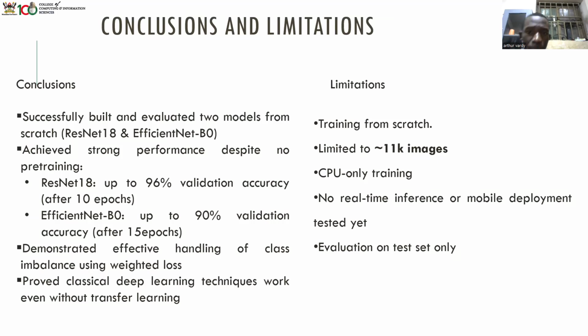Then the limitations: since we are training our models from scratch, it could be a limitation somewhere. Then we also had limited data sets. For example, our target was to get like 300 or 500K images, but we only had 11K. Then we were using CPU training, which was taking some good time, like 30 to 40 minutes. So it was working well on my PC since it had good RAM.